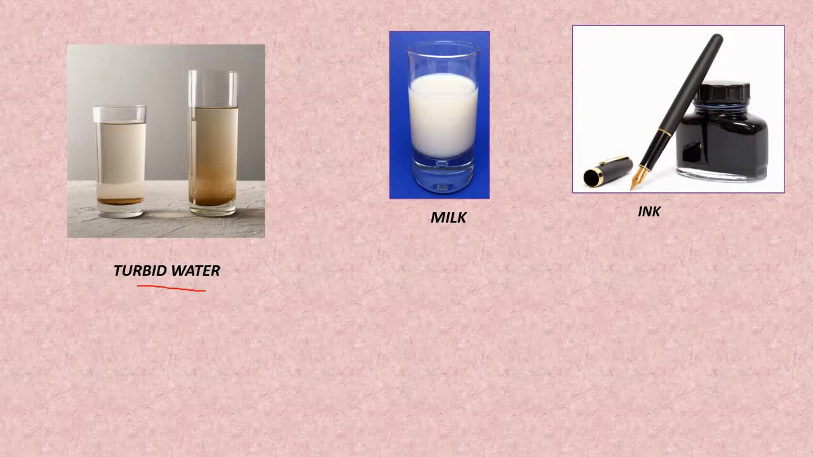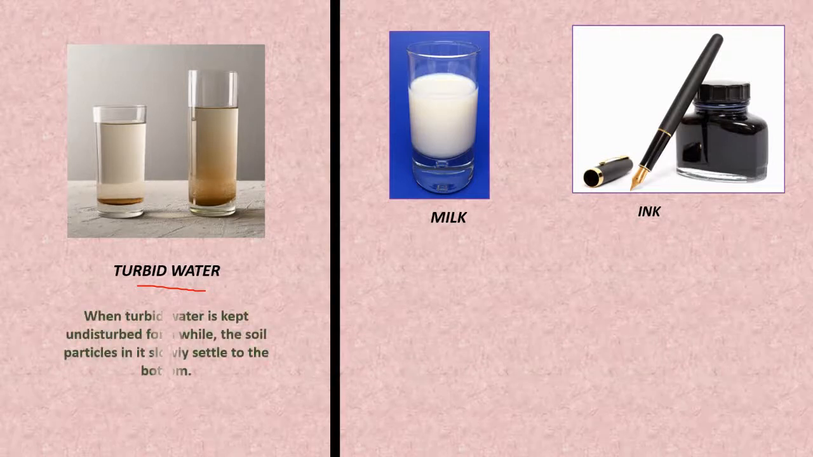We are going to keep these liquids which are in the glasses undisturbed for some time. Now we are going to leave it like that for some time. So what happens when turbid water is kept undisturbed? When turbid water is kept undisturbed for a while, the soil particles in it settle to the bottom.